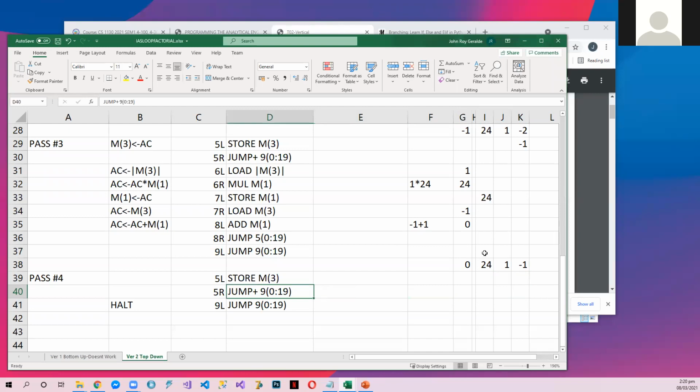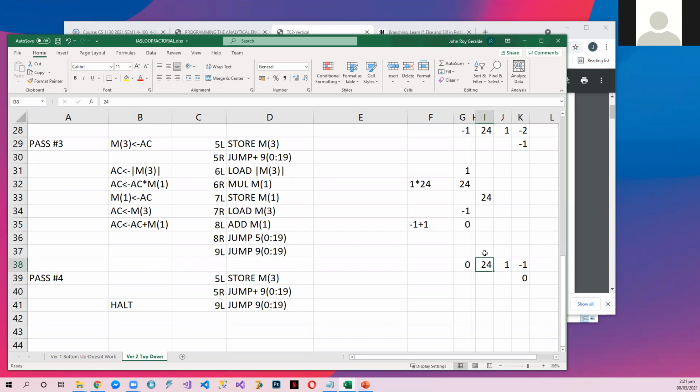Now, store M3. So M3 will become a 0. But the accumulator is a 0. Now, we must jump plus. Will we jump? Yes, because it's no longer negative. 0 is positive. We will jump to 9L. And now in 9L, we'll just continue to jump to itself. So this is now a halt. Do you follow? So our final answer is 24. It's correct. It's not a 0. Do you follow?